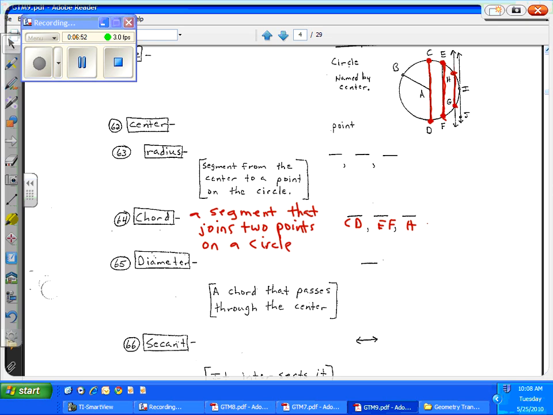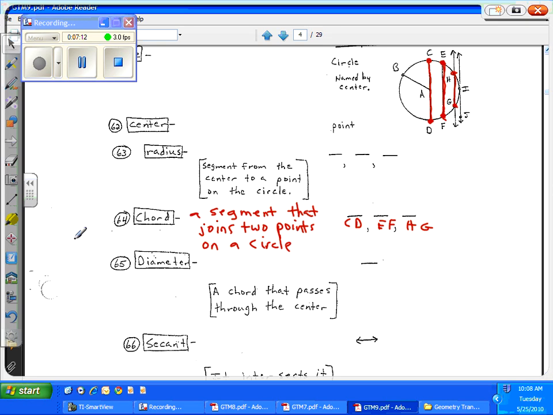is also a chord. So we had 3 chords in the circle. So a circle is a set of all points in a plane, a given distance from a given point in that plane. The given point is called the center, and the given distance is called the radius. A chord is a segment that joins 2 points on a circle.